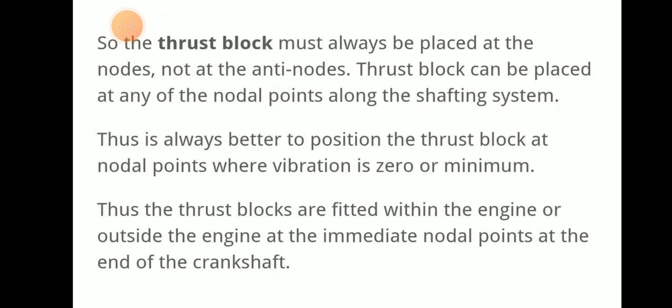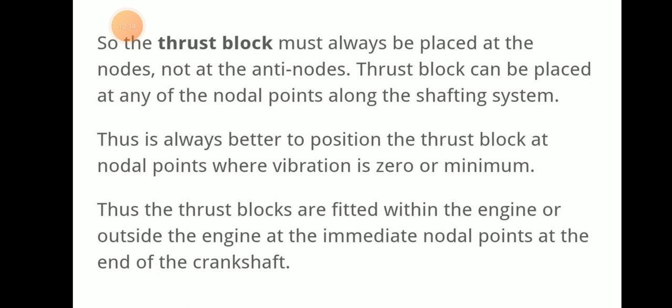The thrust block must always be placed at nodes, not at antinodes. We have to ensure that the thrust block is always placed at nodes, where the amplitude of vibration is minimum or zero. The thrust block can be placed at any nodal point along the shafting system. Thus, it is always better to position the thrust block at a nodal point where vibration is zero or minimum.